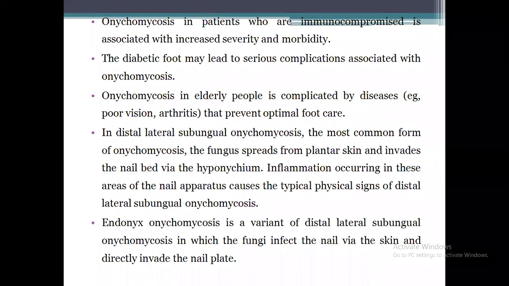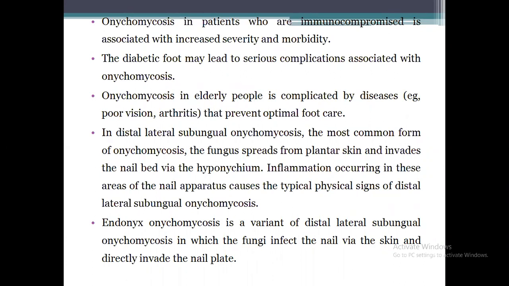Onychomycosis can be seen in immunocompromised patients, and it can cause increased severity and morbidity of the patient. Diabetic foot also is a serious complication associated with onychomycosis. In elderly patients, it can cause different kinds of complications like poor vision and arthritis that prevent optimal foot care.